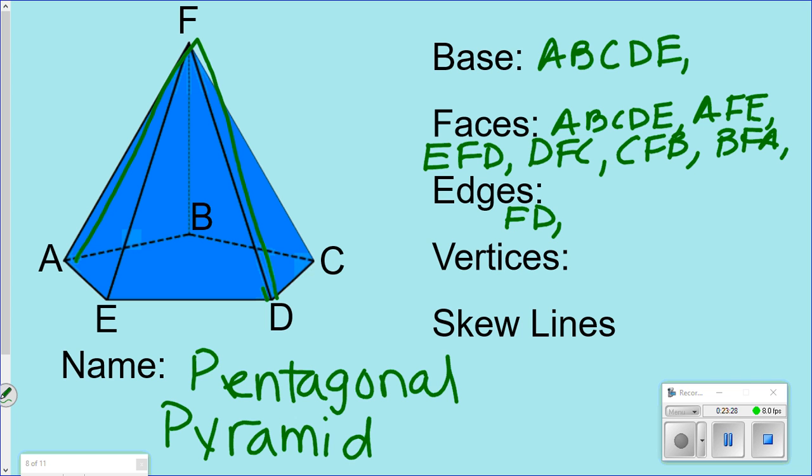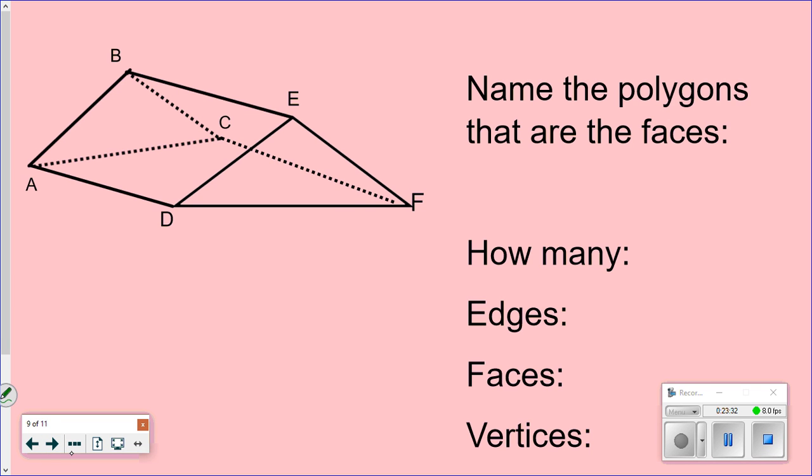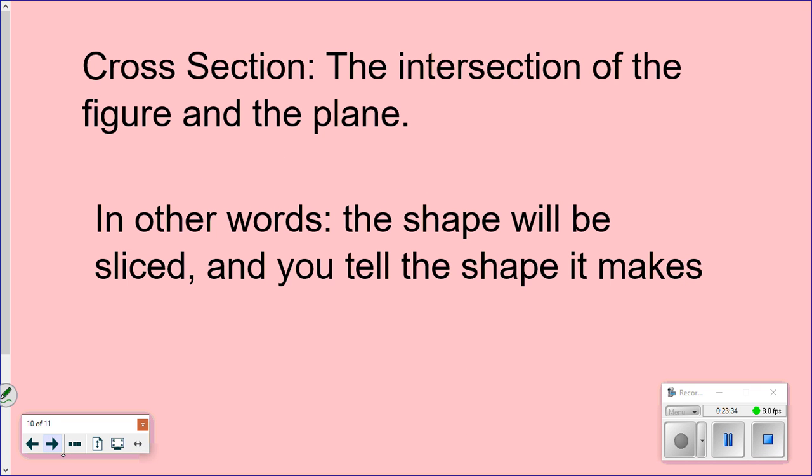So just be careful. Last thing I'm going to talk about, and then I'm done, is called cross sections. Honestly, you just need to write the "in other words" part, because this makes way more sense than what the definition is. In other words, you're going to cut it, slice it, and you're going to tell what the shape is.